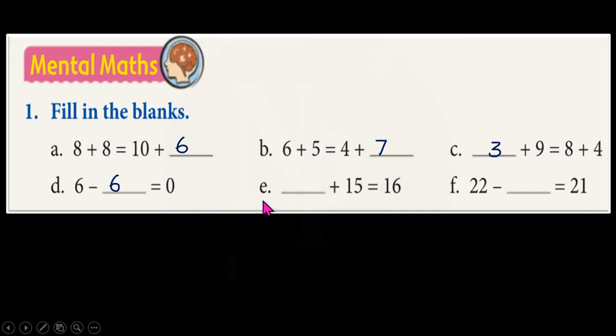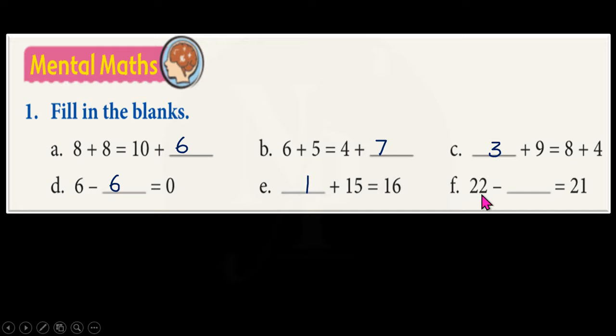Let's move to next question now. E, dash plus 15 is equal to 16. So here we have plus sign. That means we have to add a number to 15 to get 16. And we know that 16 is 1 more than 15. So here we should write 1. Now we have 1 plus 15 is equal to 16.